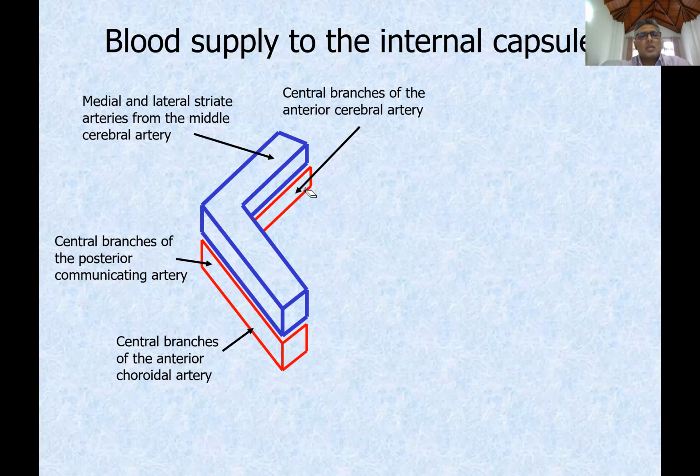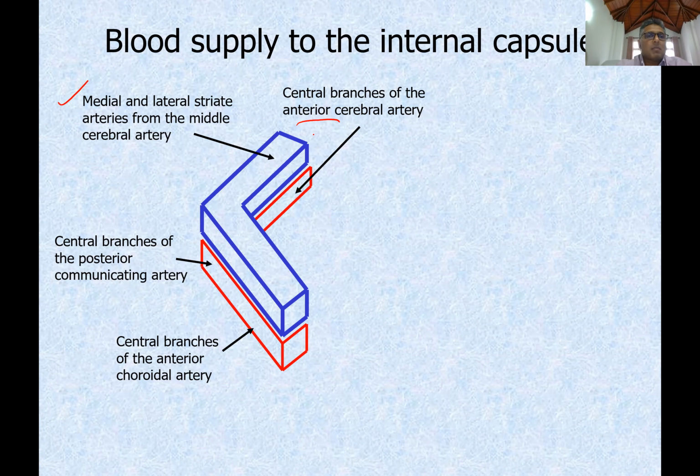Now, when you look at this, you can see that the internal capsule has been divided into an upper half and a lower half, on top of the anterior and posterior limbs and the genu. The whole thing is divided into an anterior half and a posterior half, and the whole superior part is supplied by the medial and lateral striate arteries of the middle cerebral artery, as I told you before. Then the inferior half of the internal capsule, the anterior limb, is supplied by the anterior cerebral artery.